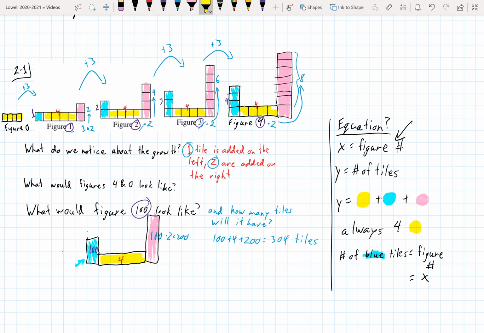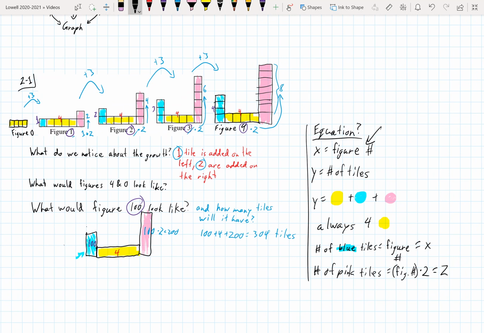We notice that the blue tiles are the exact same thing as the figure number, which must be x. And the last part, the number of pink tiles, well, that was always double. So that's the figure number times 2. In this case, that would be the same as saying 2x, or 2 times x. So now if we add them all up, yellow plus pink plus blue would be 4 plus x plus 2x.